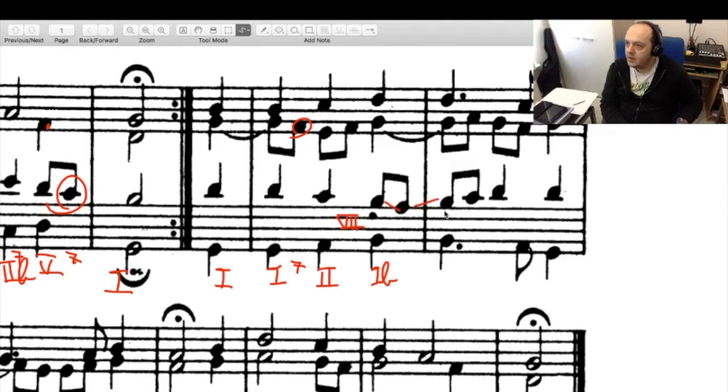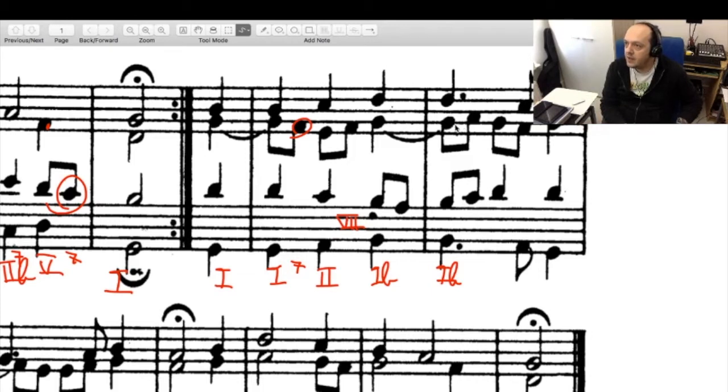Lower auxiliary note, nothing strange, just a decoration. That's a lower auxiliary. Lower auxiliary. Then, lower auxiliary, and look, so nice. And okay, chord 1B again, chord 1 in first inversion.